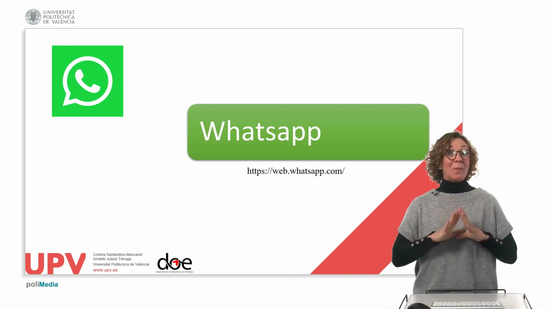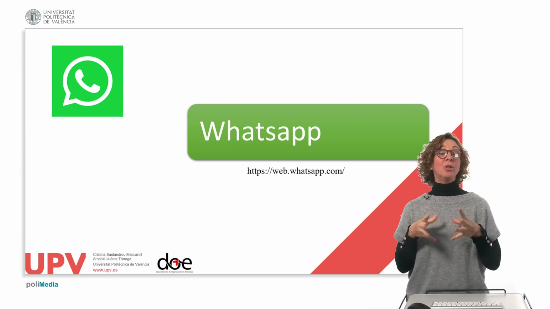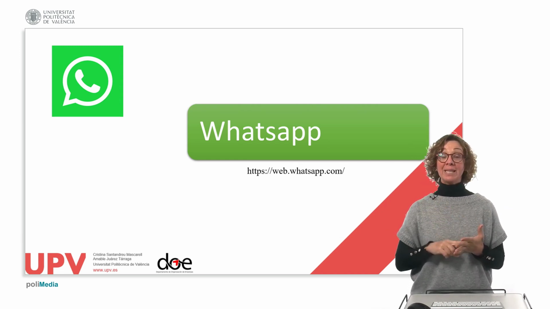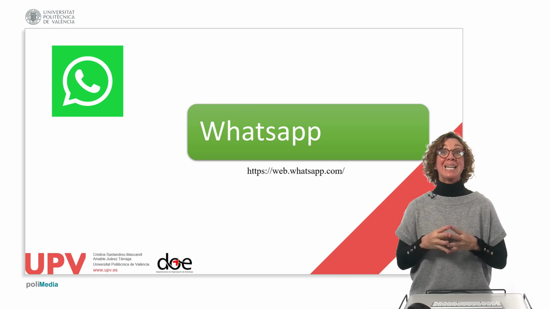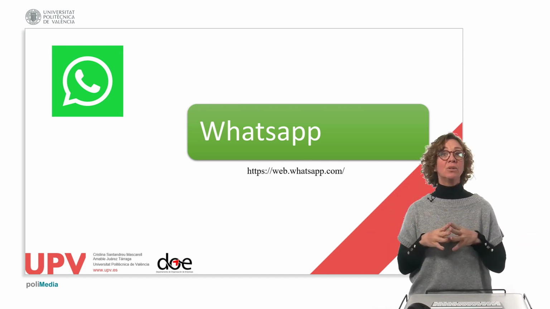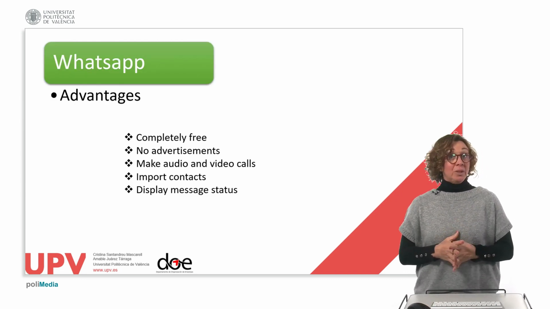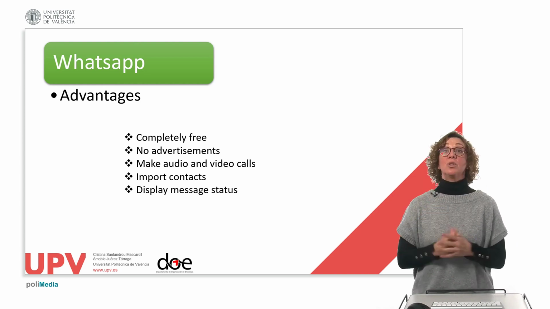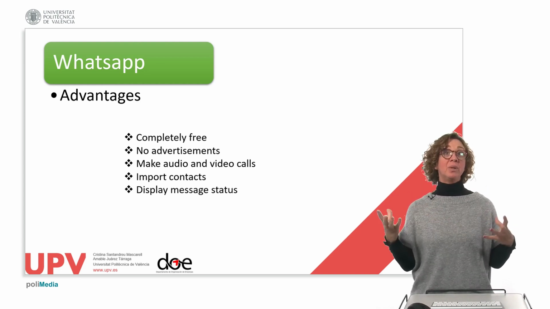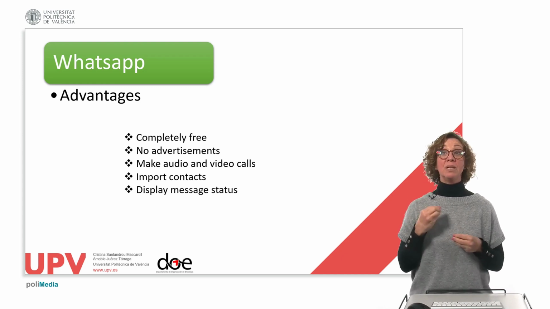WhatsApp is the most famous instant messaging app developed by WhatsApp company and bought by Facebook. WhatsApp, like Telegram, is an application that makes frequent updates. It is totally free and only requires an internet connection. That it's totally free and has no ads are two of its main advantages. You can also create groups, make audio and video calls, import contacts, and show the status of messages.